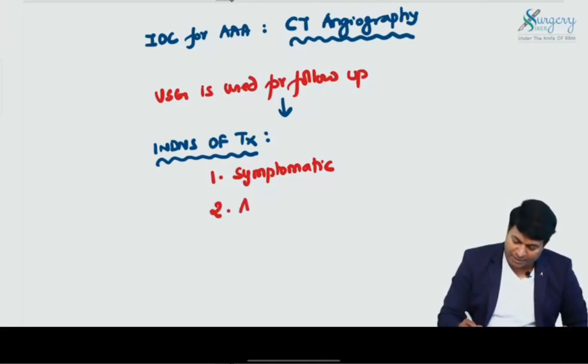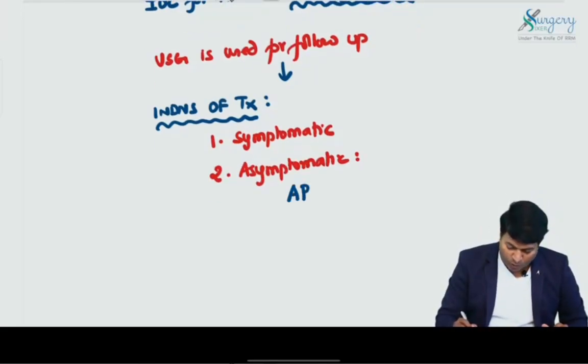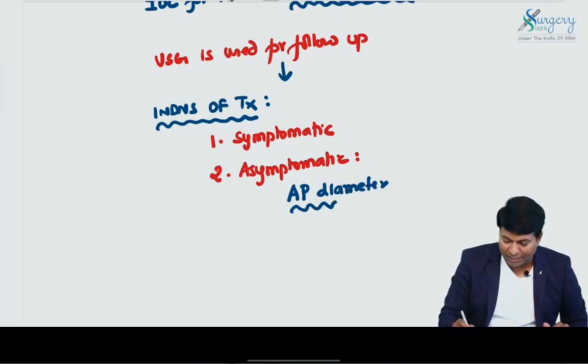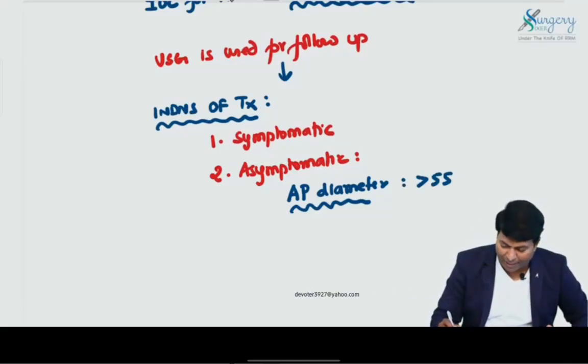Two, asymptomatic patients we operate. When will you operate an asymptomatic aneurysm on ultrasound? When the anterior-posterior diameter, please remember it is not the lateral diameter. Many people think it is the lateral diameter. It is not like that. It is the anterior-posterior diameter. The anterior-posterior diameter is more than 55 mm. This was a 2020 MCQ.